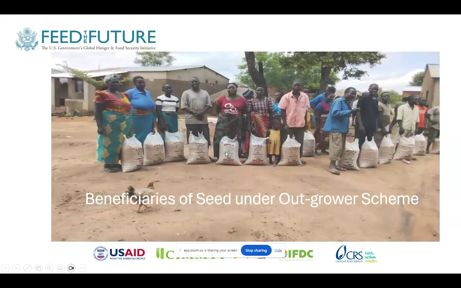So these are some of the beneficiaries that accessed seed that was produced by one of the ADAs in Chipata. The bags you are seeing are bags of soybean seed. So ADAs give the seed on an outgrower basis. They give it to farmers whom they select themselves, then they recover at the time of marketing. They also sell for cash within the communities and beyond, and they also sell to the seed companies.